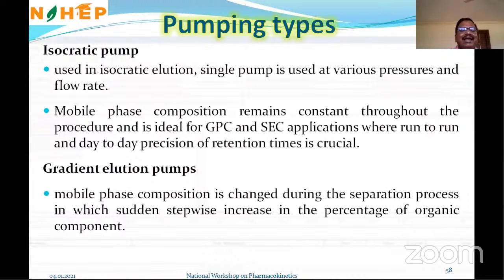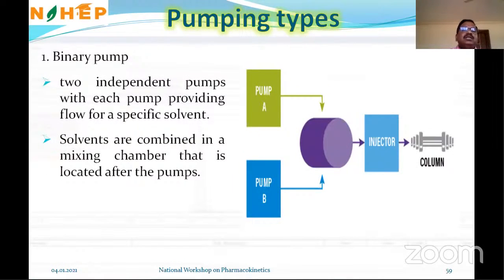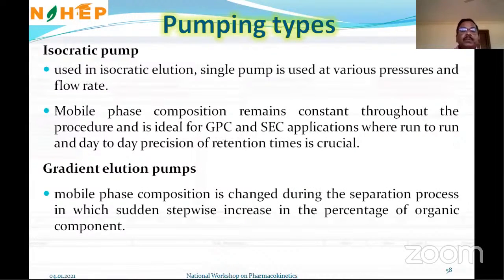Next, coming to the gradient elution pumps. Here, the mobile phase composition is changed during the separation process, in which a sudden stepwise increase in the percentage of organic compounds will occur. That means in the initial run, the composition is different, and at the end of the run, the composition is somewhat different. Like that, during the run, the composition of the mobile phase changes. So here, the binary pumps are gradient elution pumps.